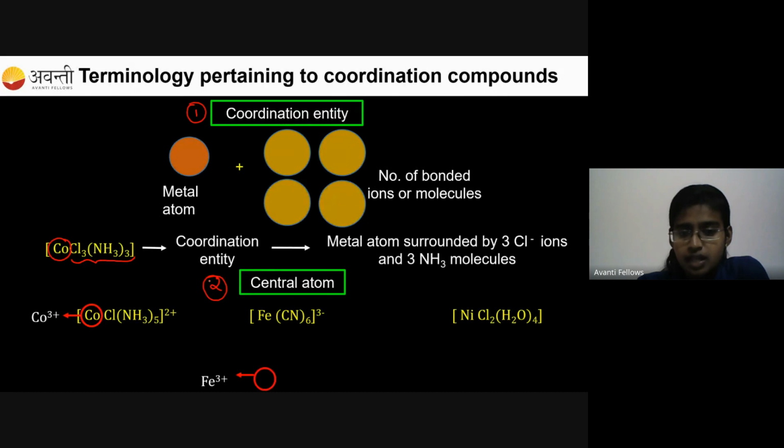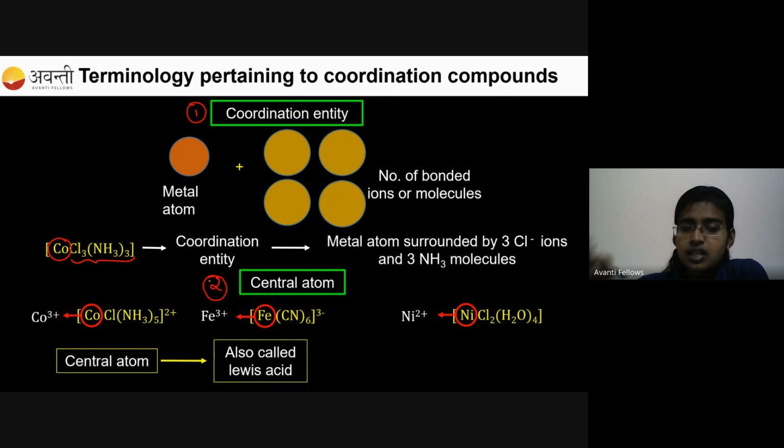It is iron, right? Yes, it is Fe, Fe in 3+. Good, iron. And in case of the third compound, it is nickel, Ni, nickel in the 2+. So, these ions are the central atom, or it is also called the central metal ion. Central metal atom, central atom or central metal ion. So, 3 different names can be given to the second term.